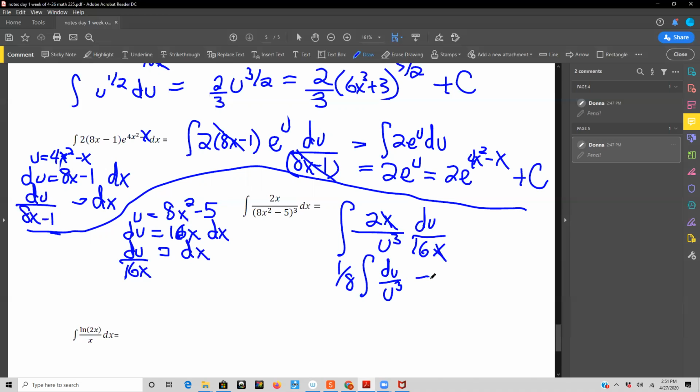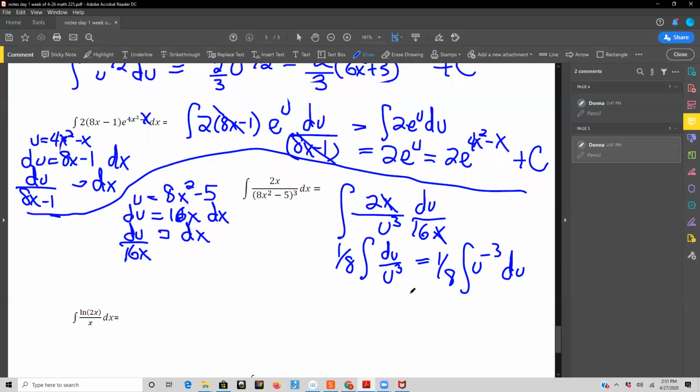Obviously, you can rewrite that as 1/8 the integral of u to the negative 3 du. If I raise the power by 1, it becomes u to the negative 2 divided by negative 2. So the 8 and the 2 multiply, and I get negative 1/16 u to the negative 2.